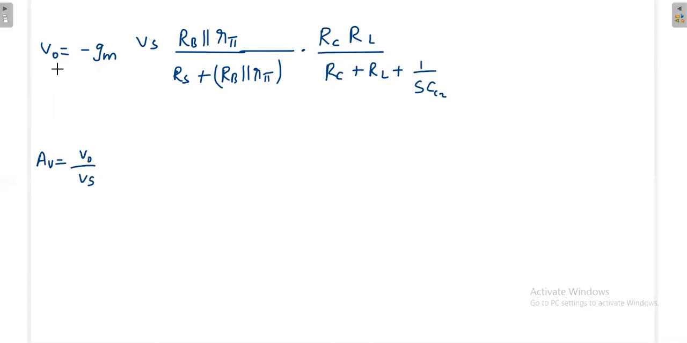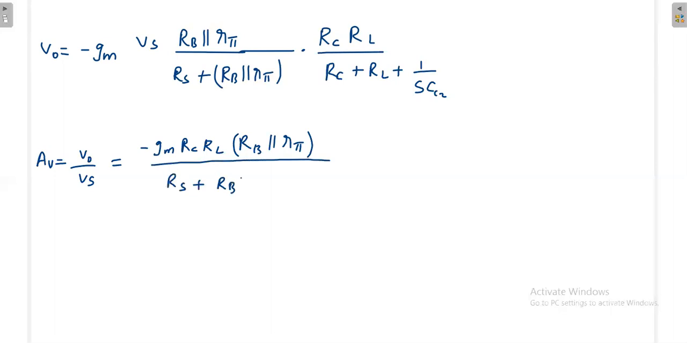That Vs we can take to the denominator on the opposite side. So V naught divided by Vs. Then finally minus gm RC RL, and RB in parallel with R pi, divided by RS plus RB parallel with R pi. Okay, then RC plus RL plus 1 by sC C2.